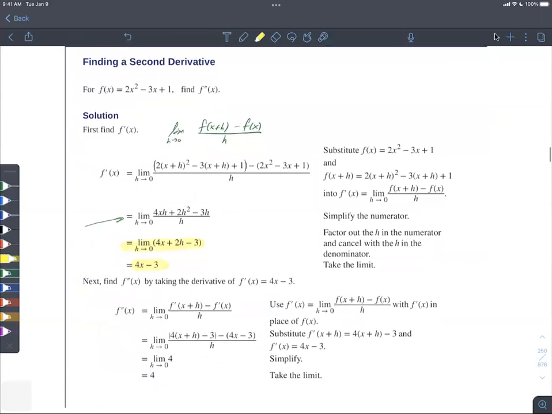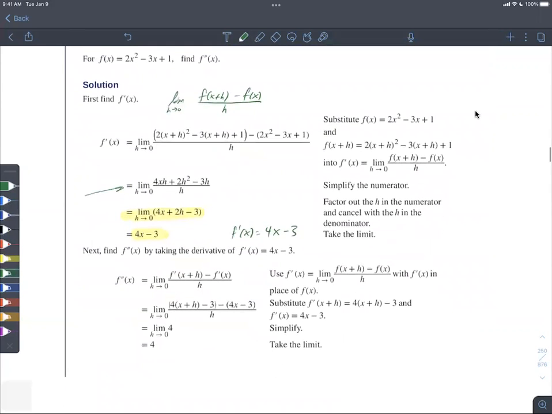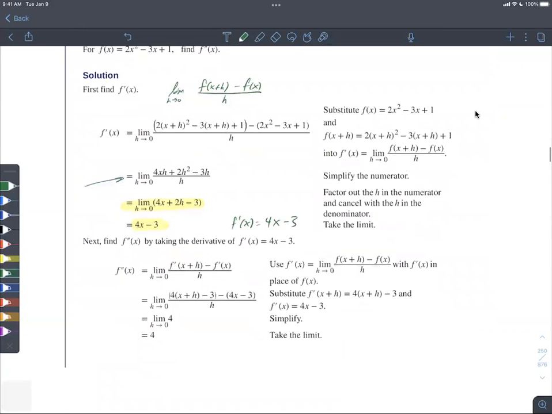And then to find a second derivative, you just take this function, f prime of x, written right underneath, 4x minus 3. This is our new function, and we take the derivative of it. We use the same limit definition for the derivative. And this one's a lot easier because the linear function is a simpler function.